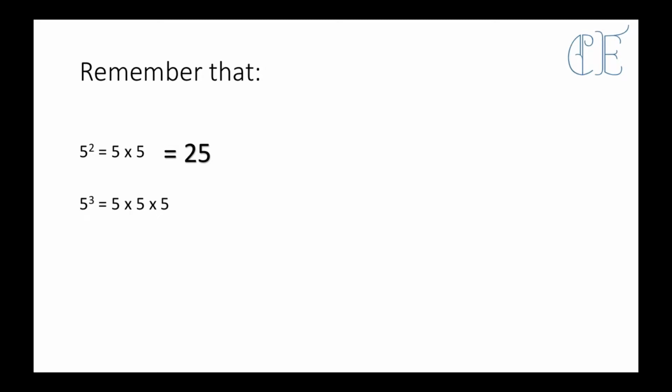5 cubed, the little 3, means that you're going to do 5 times 5 times 5. 3 fives, okay? Not 5 times 3, 5 times 5 times 5. And that gives us 125. 5 to the power of 4 means 5 times 5 times 5 times 5. You get the idea, okay? So these rules are used when multiplying numbers with powers. So for example, here is the rule that you need to remember, and it looks really complicated, but I'll show you how to do it.